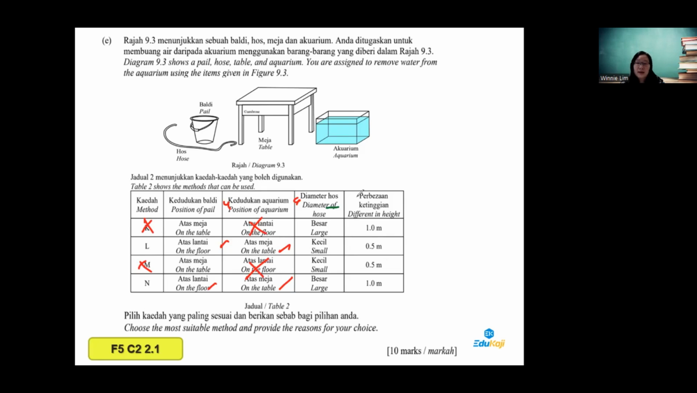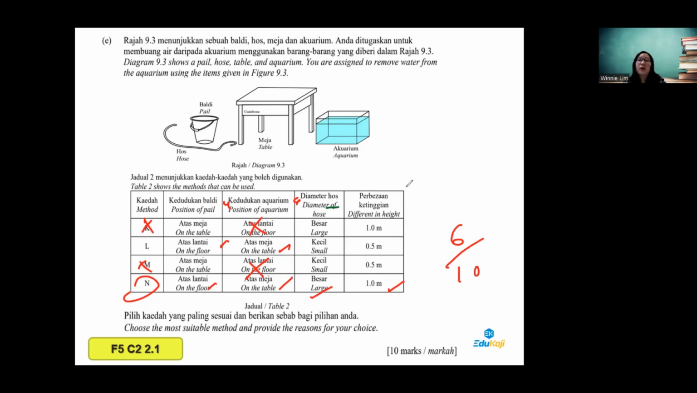If the height difference is greater, that means your liquid pressure is also higher. That means the water can be removed faster, agree? So that's why the difference in height should be higher. So that's why your choice is supposed to be N, right? Now, the moment you choose the idea correctly, you by right are supposed to get 6 out of 10 marks already.